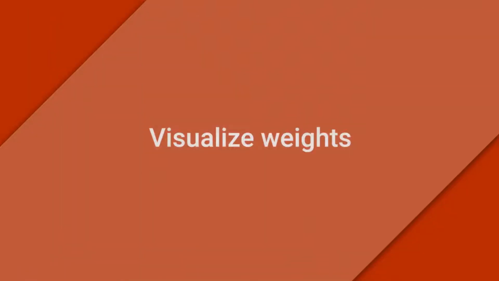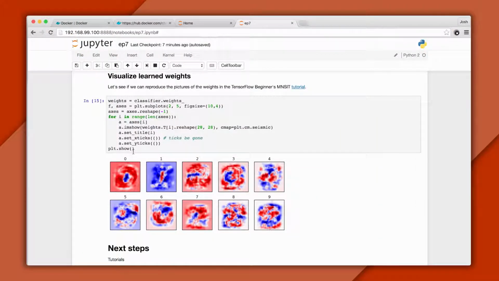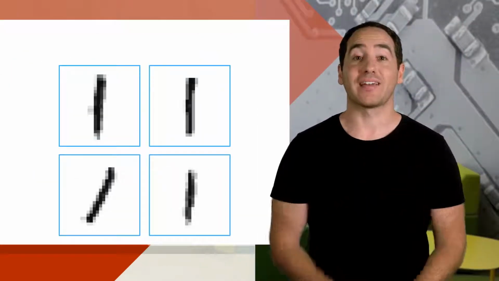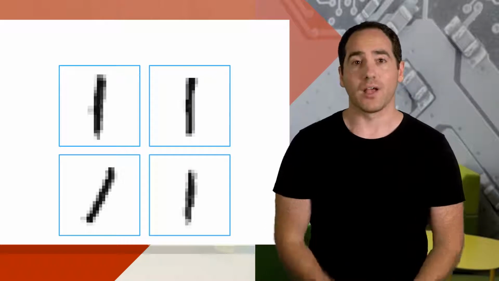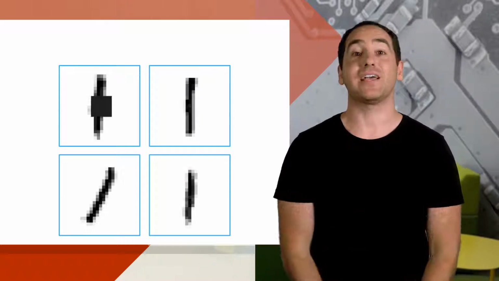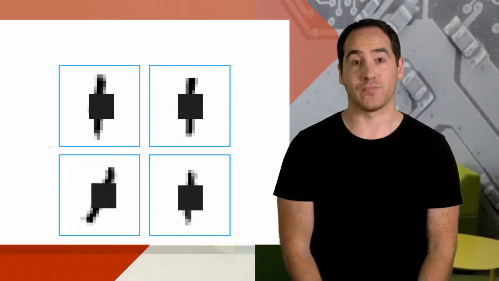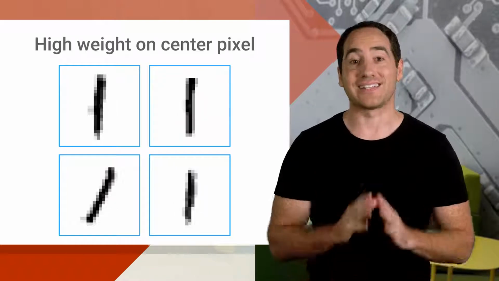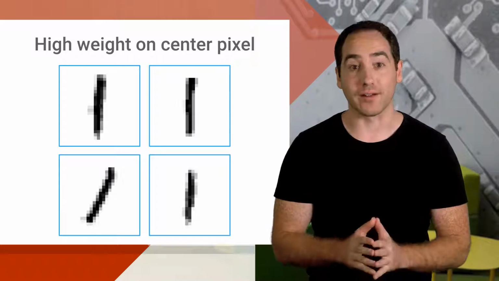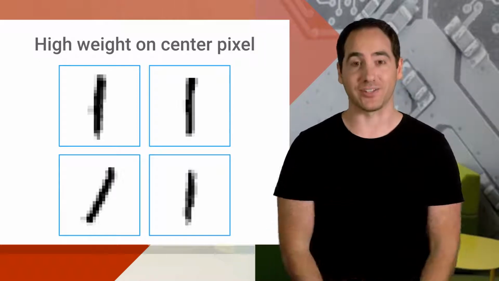Now I want to show you how to visualize the weights the classifier learns. Here, positive weights are drawn in red, and negative weights are drawn in blue. So what do these weights tell us? Well, to understand that, I'll show 4 images of 1s. They're all drawn slightly differently, but take a look at the middle pixel. Notice that it's filled in on every image. When that pixel is filled in, it's evidence that the image we're looking at is a 1, so we'd expect a high weight on that edge.